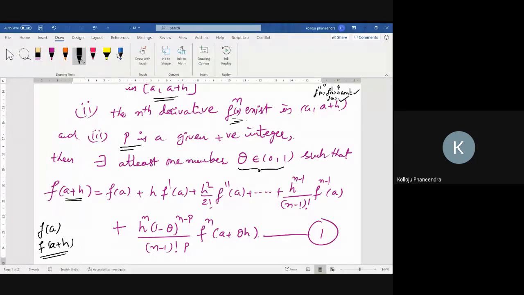So for the f of a plus h expansion, how to remember this? First write f of a, plus h into the first derivative, next plus h square by factorial 2 into the second derivative. And actually there is no derivative here, it is 0 only. 0 to n minus 1 means up to here, n terms are there.